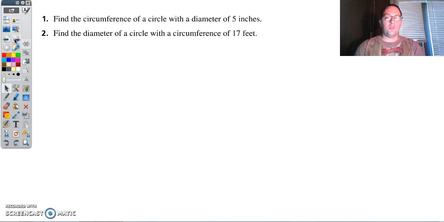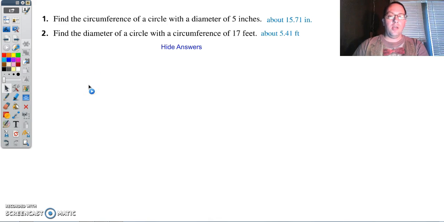Simple enough. So I want you to work these two out: pause the video, solve the problems, then come back and check your work. All right, let's see how you did. Number 1 should have gotten 15.71 inches, and number 2 should have gotten 5.41 feet. If that's what you got, great. Fast forward a little bit to the next screen. If not, we'll go over this.